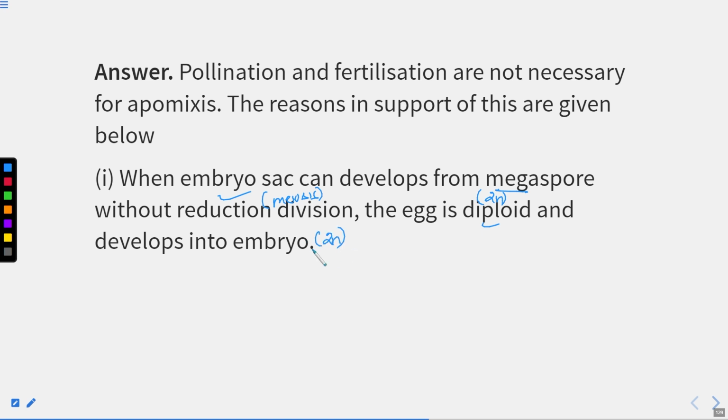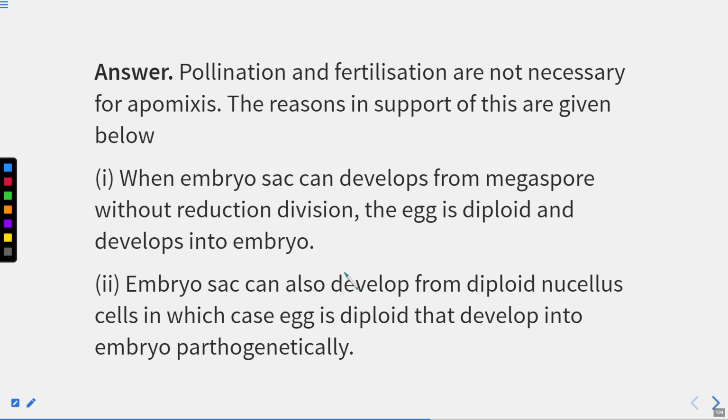Okay. Now, second point, the embryo sac can also develop from the diploid nucellus cells, in which case the egg is diploid and develops into an embryo parthenogenetically. So here pollination and fertilization are not required. But what is happening here? There is no meiosis happening. No reduction division is happening. And the megaspore in some cases, without undergoing meiotic division, can form the egg cell, which will be diploid, and then the egg can further develop into a diploid embryo. And through this seeds will be formed.